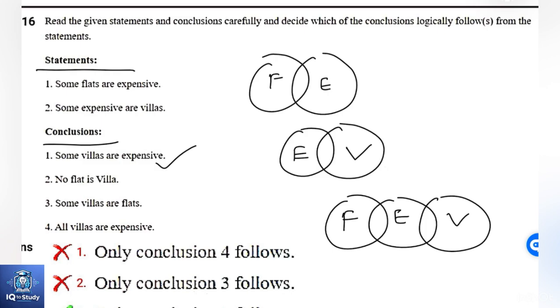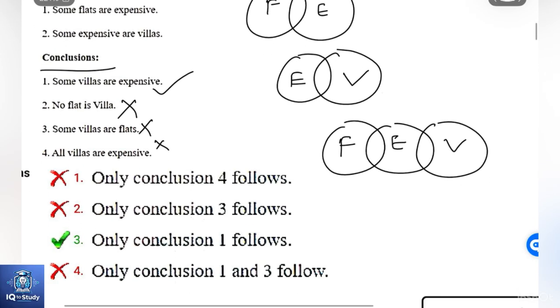And conclusion 2 is no flat is villa. It is wrong. It may or may not be villa. And conclusion 3 is given as some villas are flats. It is wrong. All villas are expensive. It is also false. So only conclusion 1 follows.